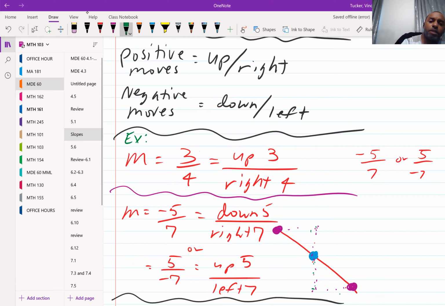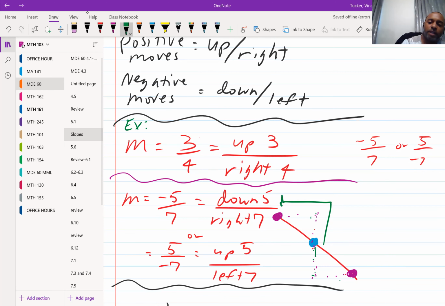If I'm starting from this blue dot and I go up 5, left 7, that'll put me here. Starting at the blue dot, if I go down 5, right 7, it'll put me here. Either way, the same line will be created as long as you give the negative to one of those numbers, not both, because remember, negative over negative is actually a positive. That's why you can't give the negative to the top and bottom. You have to give it to one or the other and then follow your directions accordingly.